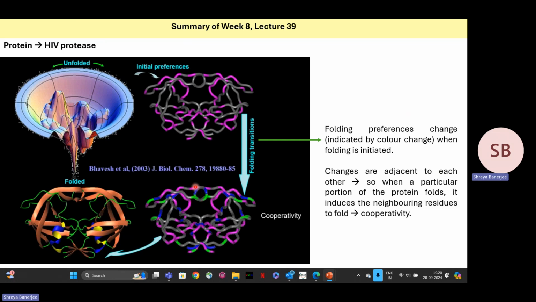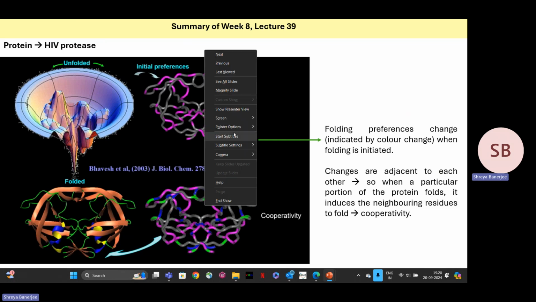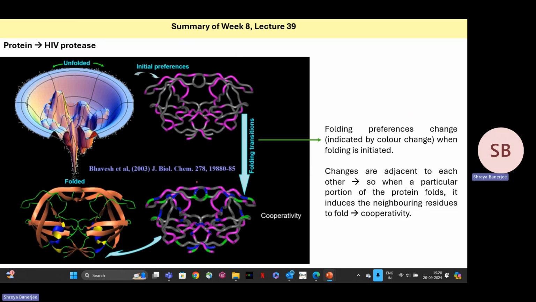So when a particular section of the protein, suppose this region, the color has changed, meaning that it has a certain other folding propensity. It is also influencing regions that are close to it in space. So it is also influencing this region. Similarly, if this region has a certain propensity, it will also influence this region. It will also influence this region. This is called cooperativity.